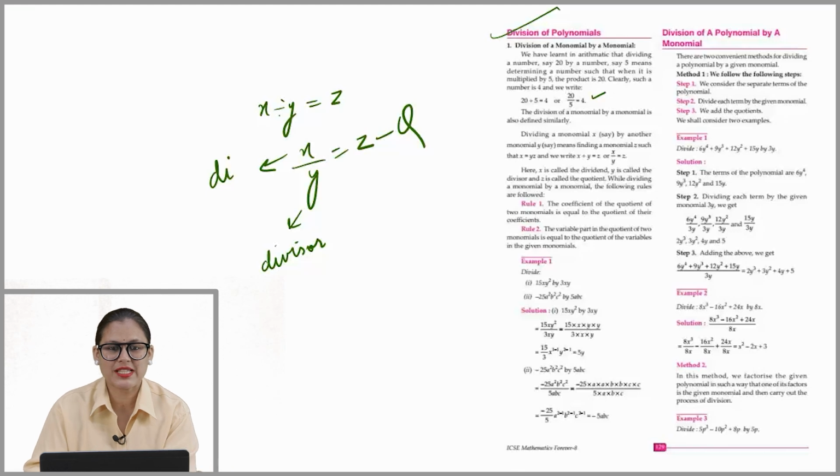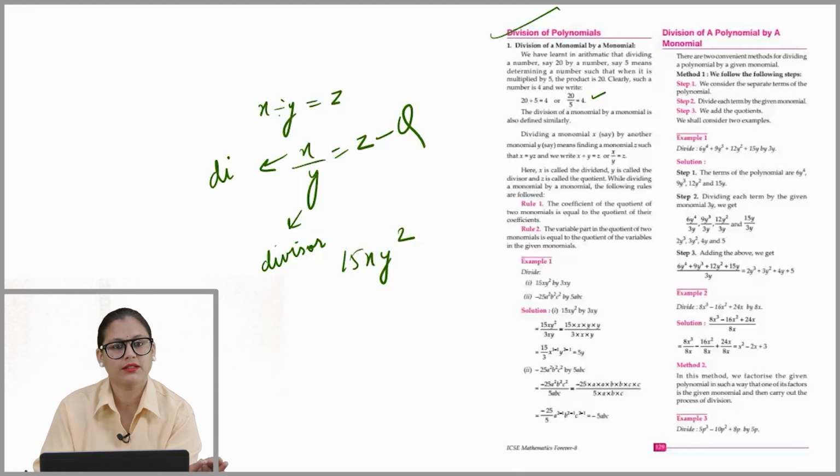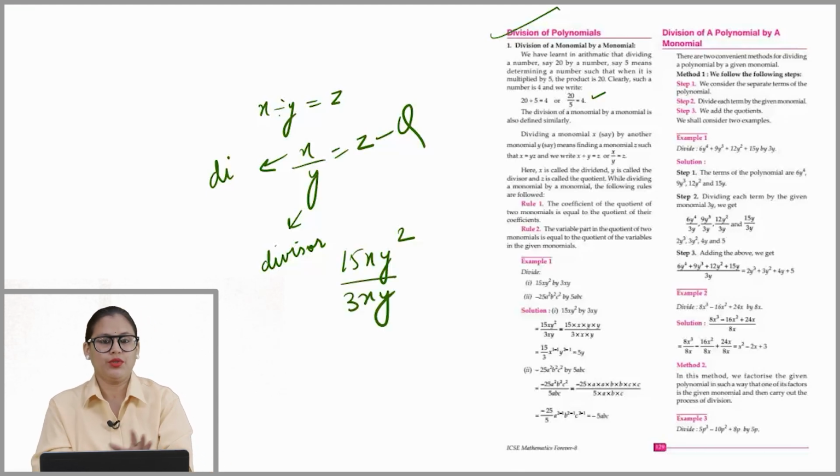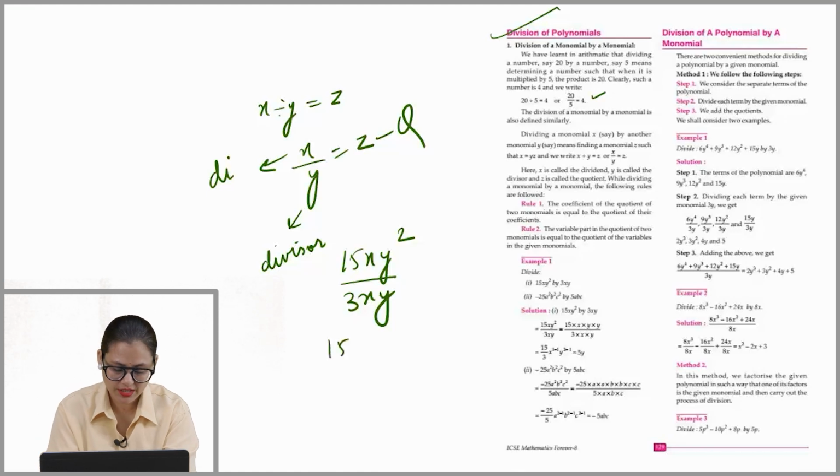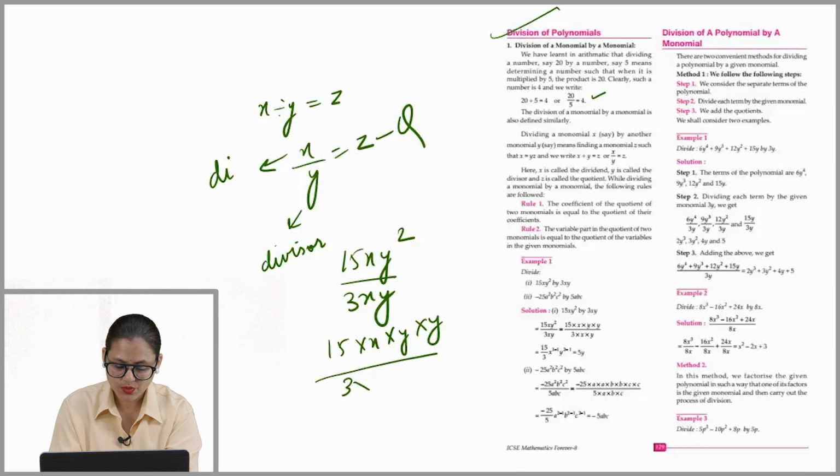Okay. Let's do example 1. We have to divide 15xy square by 3xy. So, how will you write it? You will write 15 into x into y into y over 3 into x into y. Now, cancel out. y goes, x goes, and 3 into 5 is 15. So, the answer is 5y.